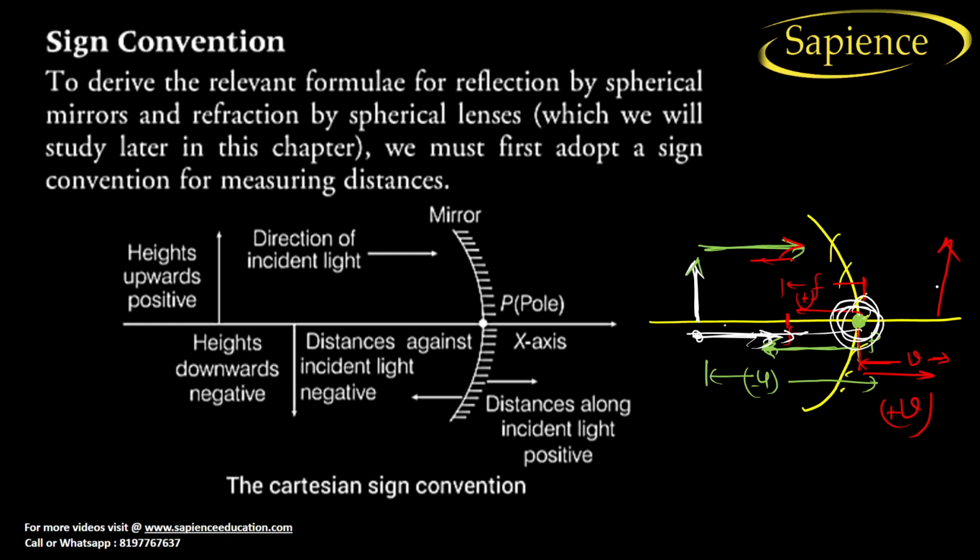For example, if I want to measure the distance of the image, you have to go in this direction, matching the direction of incident light. Against it you have to take negative, and along it you have to take positive. Upward you have to take as positive, and downward direction you have to take as negative. So it is very important that you remember all these points.